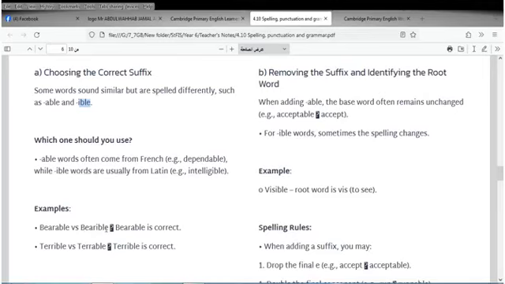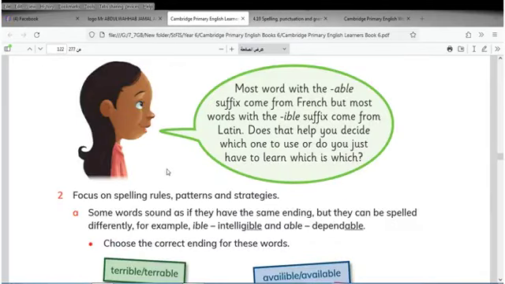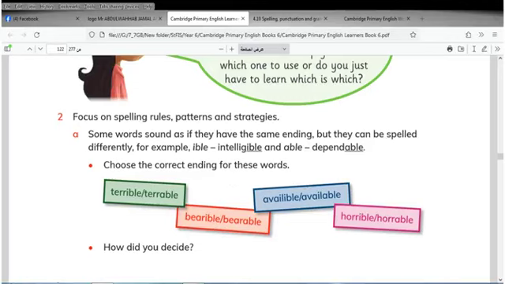Bearable, of course, it is bearable with A. Terrible, of course, it is with I. Bearable is correct with A. Terrible is correct with I. Available, horrible. Available, that one is correct with A. Horrible, that one is correct with I. That's the French root, that's the Latin root.